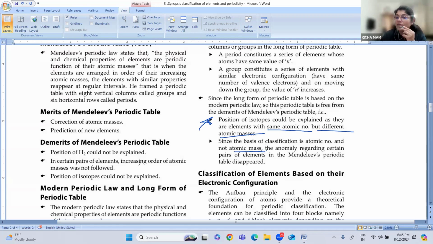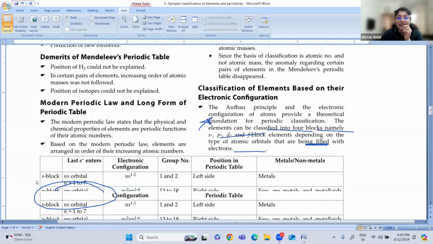So altogether, what you have to remember is that the classification in the modern periodic table is based on atomic number and not atomic masses. And because of that, Mendeleev's periodic table was further not considered. Now, next is what?